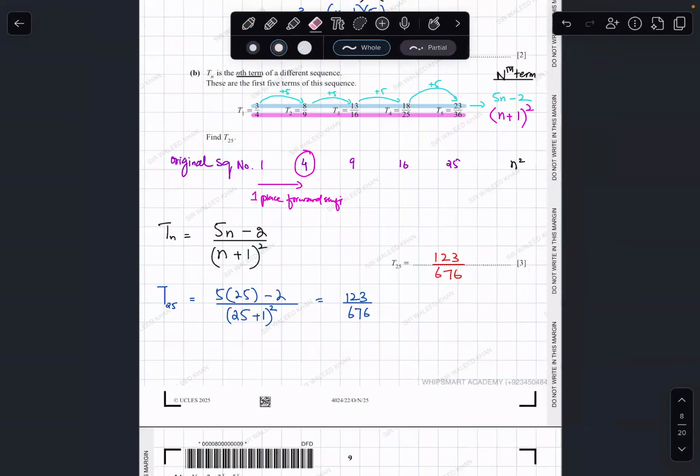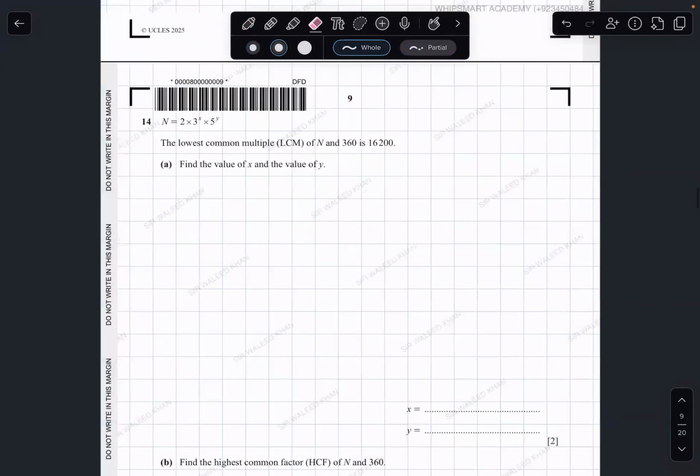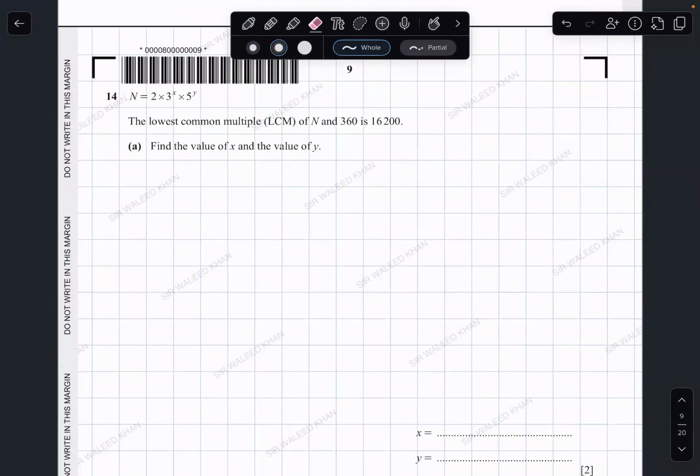Right. Good. Next, 14. The lowest common multiple of this and 360 is 16,200. Find the value of n and the value of y. What are we supposed to do over here? Now we get it. Yes, anyone? Mohammed Abid, can we do anything about this?